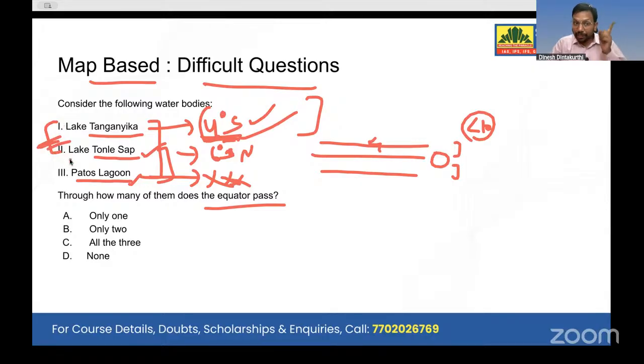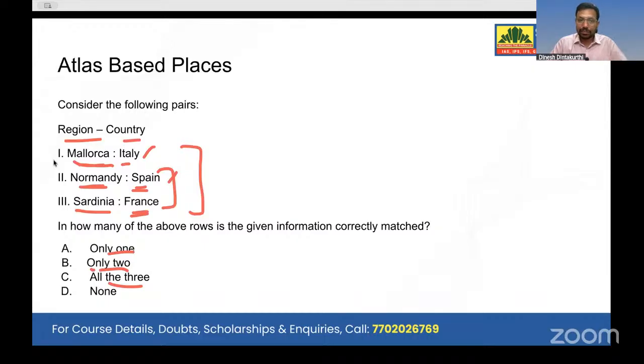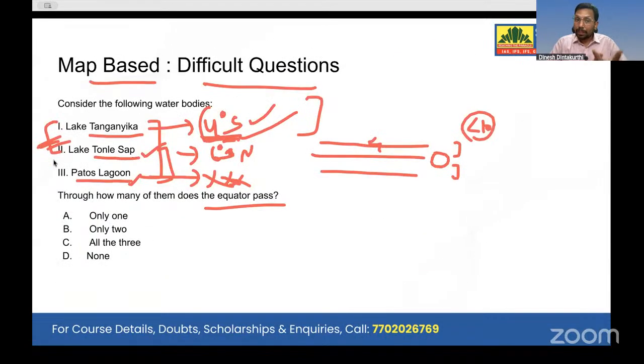So current affairs based map questions, for example, in this year, there are two difficult map based questions, as I have shown you here, the atlas based one, and also the map based question. Both are from current affairs, right? So just reading map based questions will not suffice, right? So these are some of the trends.